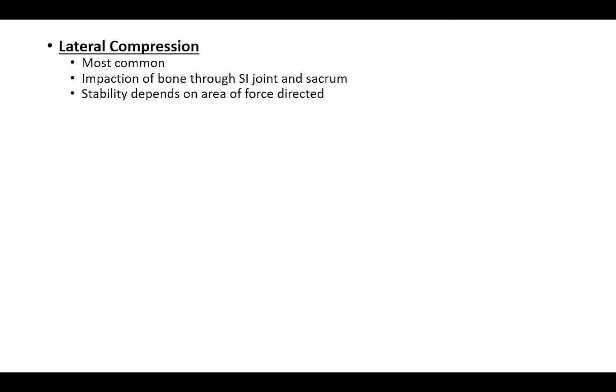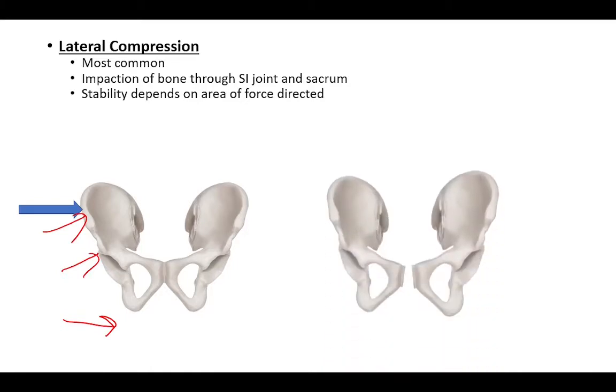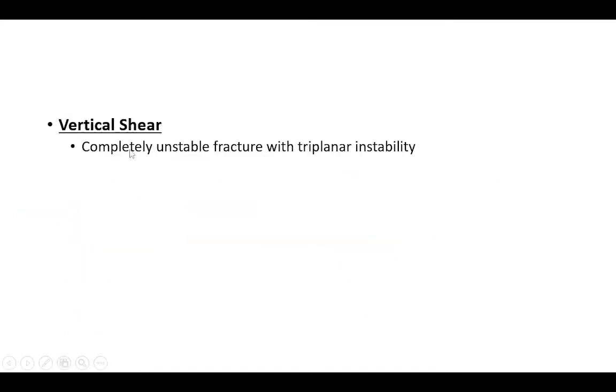In cases of lateral compression, which is the most common type of injury, there is impaction of bone through the sacroiliac joint and sacrum. The stability also depends on the area of the force which is directed to. It can be either towards the ilium, towards the acetabulum, or even lower towards the greater trochanters, which is not shown here. Following the lateral compression force, there is an internal rotation of the pelvis.